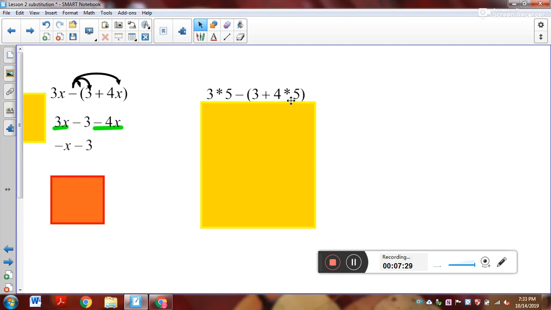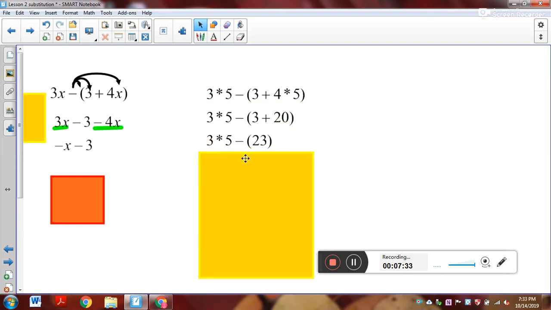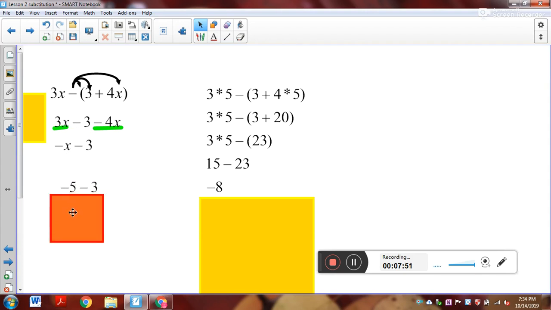Simplify what's in the parentheses first. 4 times 5 is 20. Add 3 to that and you get 23. 3 times 5 is 15. But this time I have 15 minus 23, and I get negative 8. To see if I'm right, I'm going to substitute that 5 in on the simplified version as well. So the opposite of x, or the opposite of 5, minus 3. Well, negative 5, take away 3 more, is negative 8.